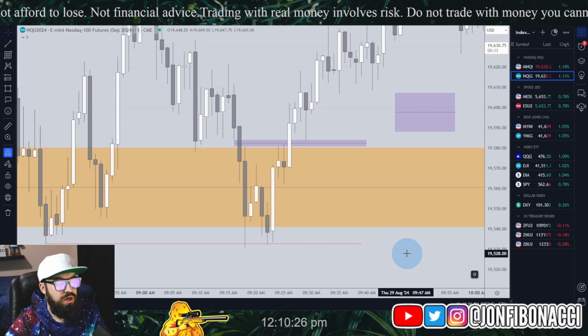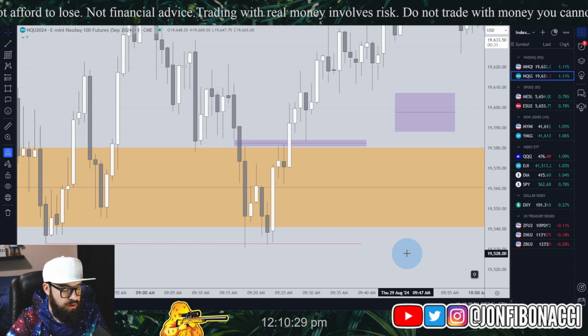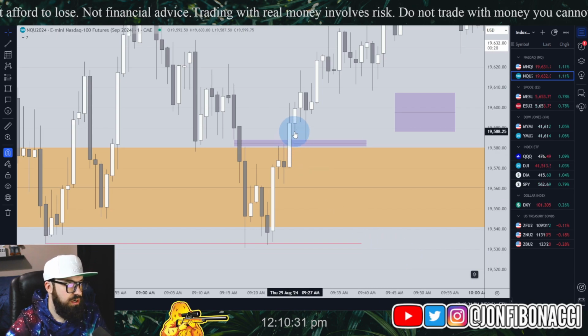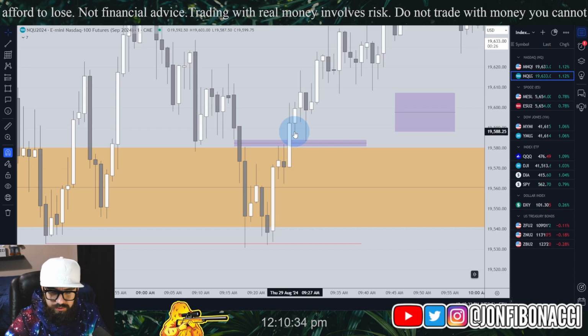Now, I added that because I was looking at imbalances earlier, and we were looking at whether or not it was trading like 50% and stuff, and that's why that's there.